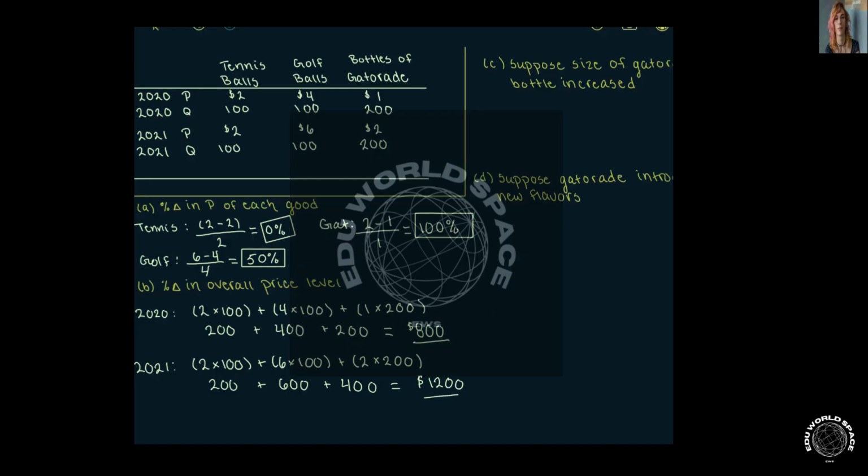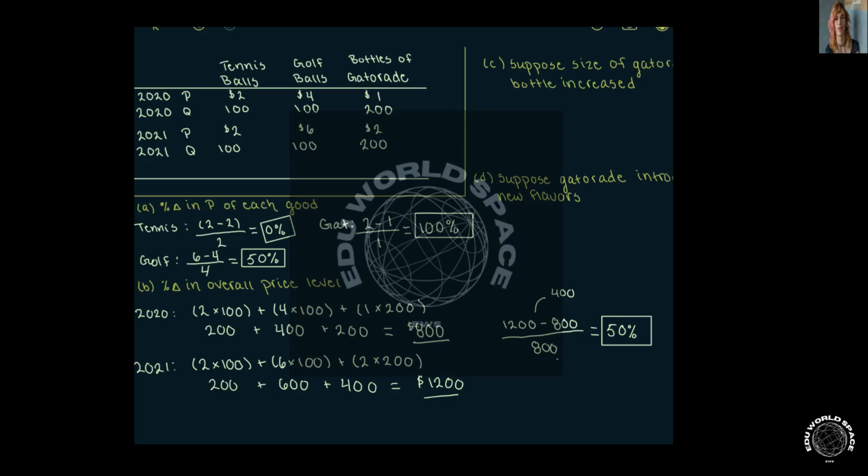Now, to calculate this percent change in the overall price level, we're going to take our 1,200, which was our price in 2021, minus our 2020 price level, and divide it by our 2020 price level as well. This gives us a percent change in price here, which is equal to 50%. Right, because this here would give us 400 divided by 800, 50%.